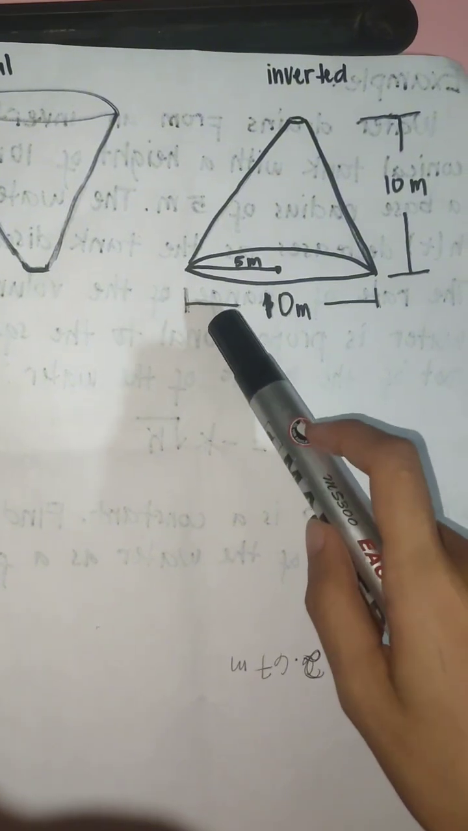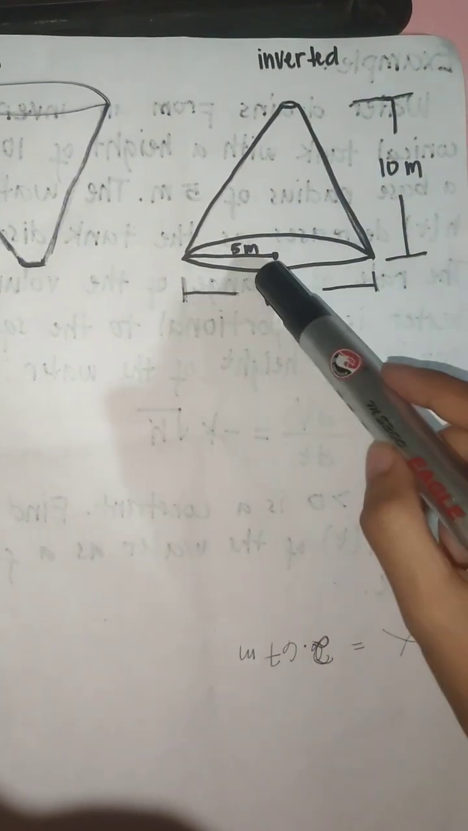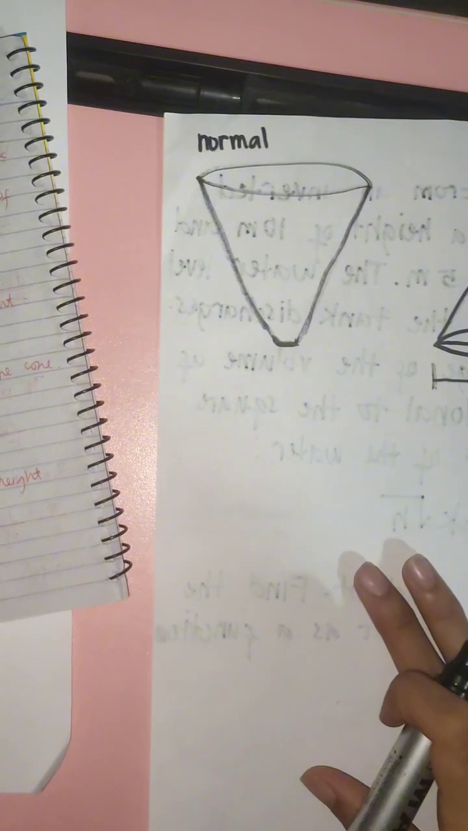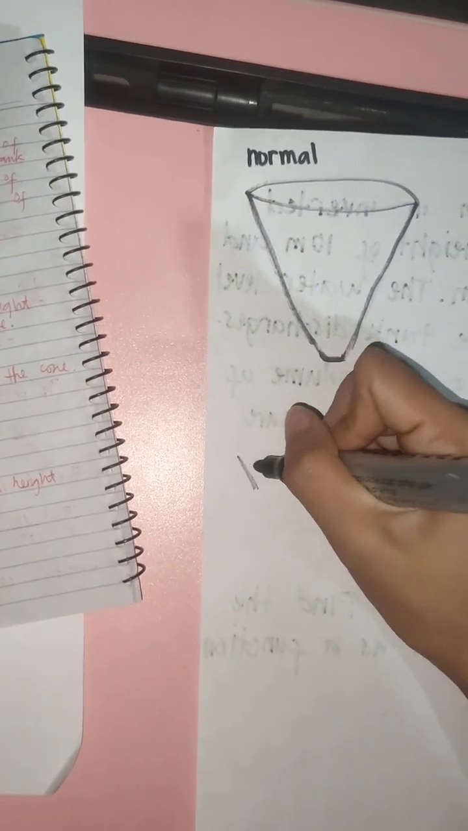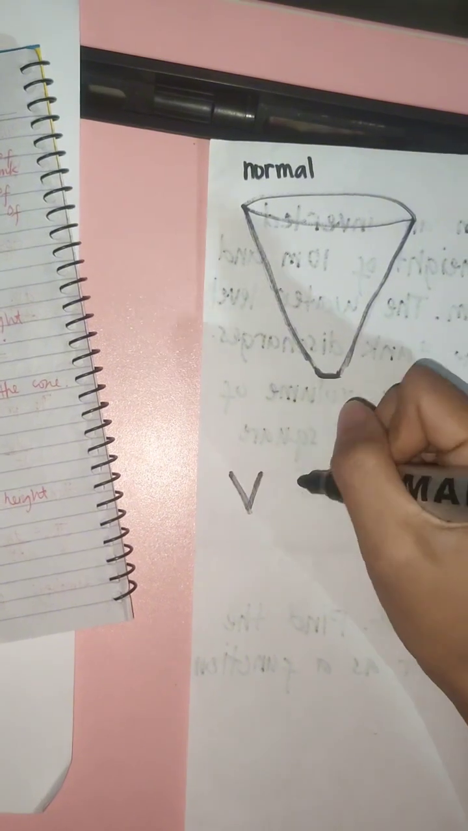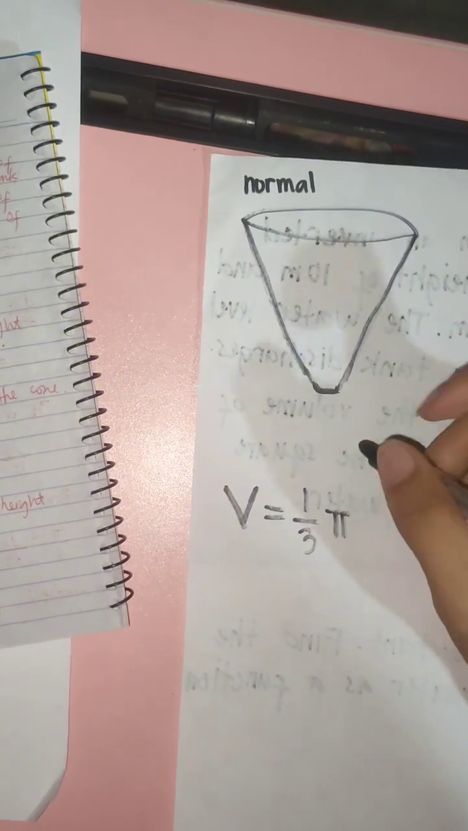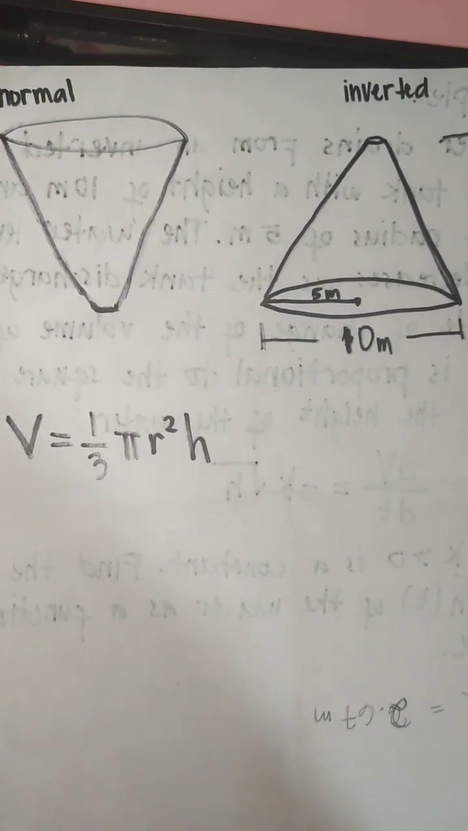So here's the illustration or the figure in our problem. The problem states that the height of the conical tank is 10 meters and the radius is 5 meters. So we have to relate the volume to the height of the cone. The volume of a cone is given by V equals 1/3 pi r squared times height.